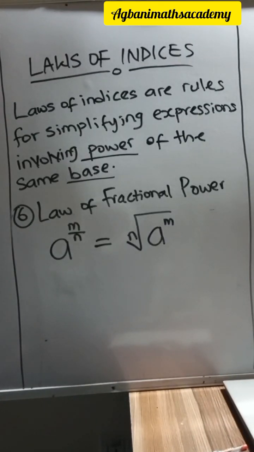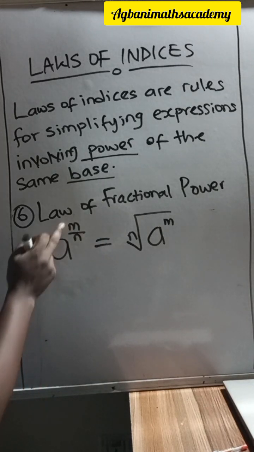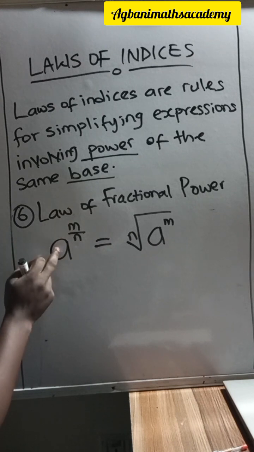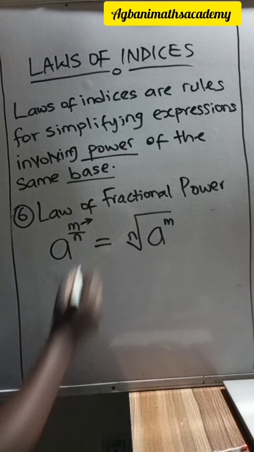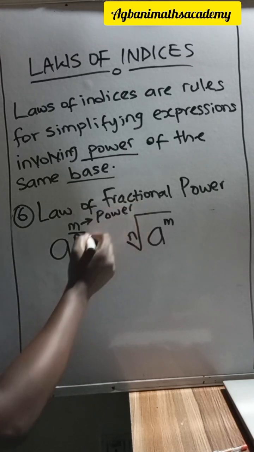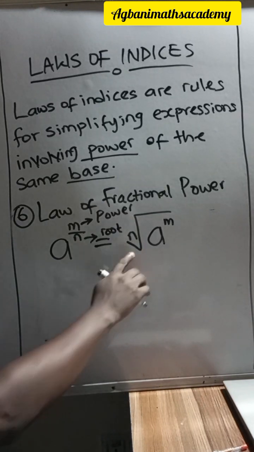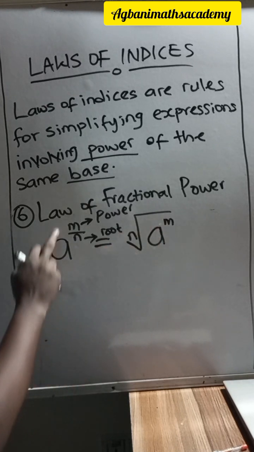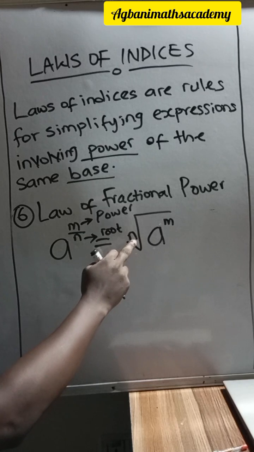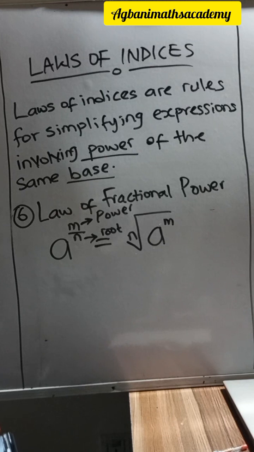So what does this imply? This means that when you have a base to the power of a fraction, the numerator of that fraction is a power, and the denominator is a root. That's why you have the nth root of a to the power of m. So a to the power of m divided by n is the same thing as the nth root of a to the power of m.